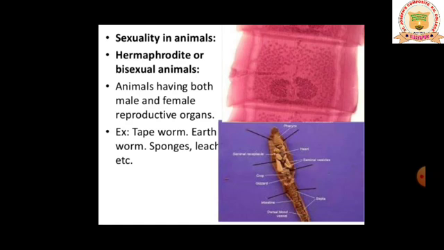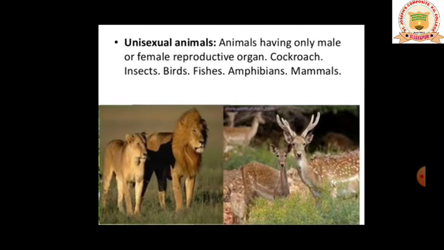Please, you are supposed to mention the names particularly meant for animals and particularly meant for plants. For plants, you cannot say hermaphrodite. You are supposed to use homothallic or monoecious. And in case of animals, you are supposed to use hermaphrodite or bisexual. Please do remember the names as well as the examples. In case of plants, examples are cucurbits and coconuts. In case of animals, I have quoted here tapeworm, earthworm, sponges, leech, etc.